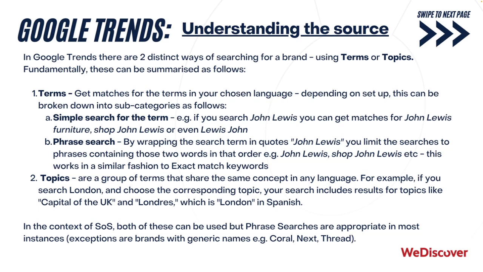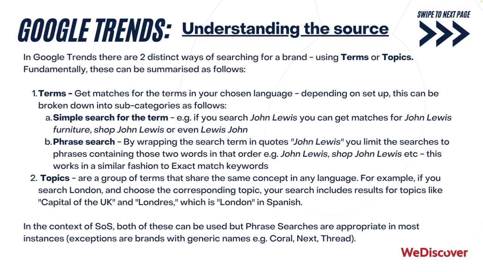You can do a simple search, which is equivalent, I guess, to broad match, where we say, okay, I want to look at John Lewis. I'll therefore match for things like shop John Lewis furniture, Lewis John. And then there's also a phrase search, where we wrap whatever we're looking at within quotation marks. In the context of match types, that's most similar to phrase or exact, where we're only going to see things like John Lewis shop, John Lewis furniture. We're not going to get manipulation of the order of those two words.